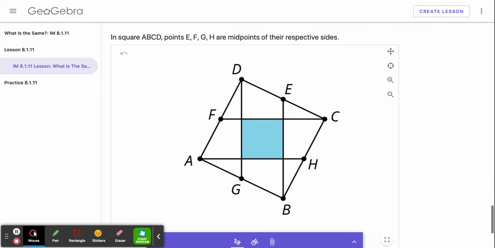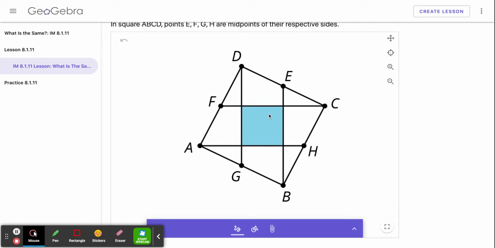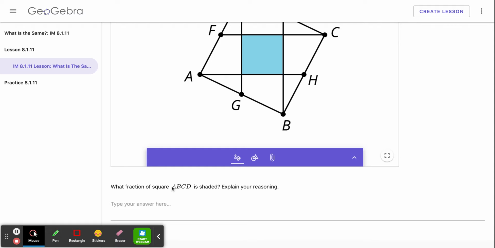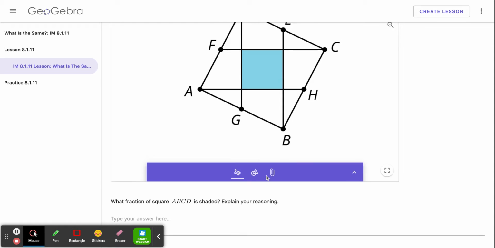So the last activity says in square ABCD, points E, F, G, and H are midpoints of their respective sides. So F is halfway between A and D, E is halfway between D and C, and so on. It says what fraction of the square ABCD is shaded?